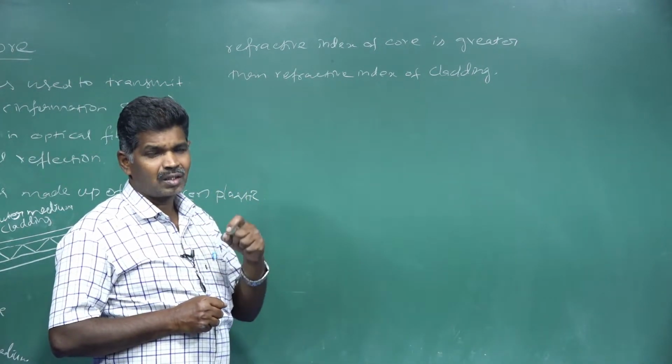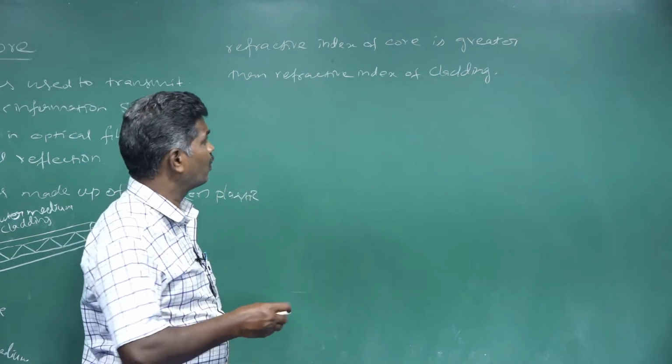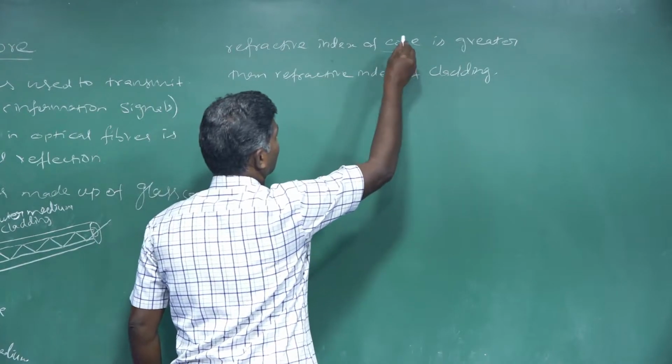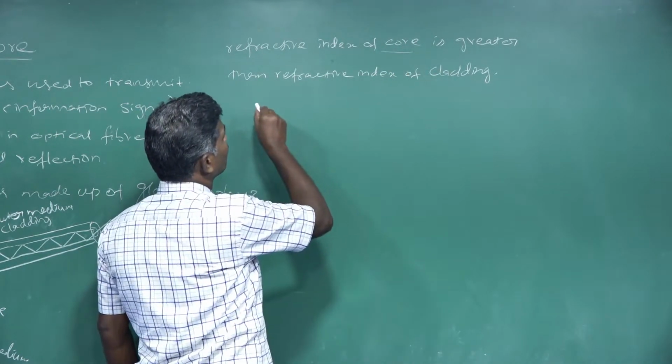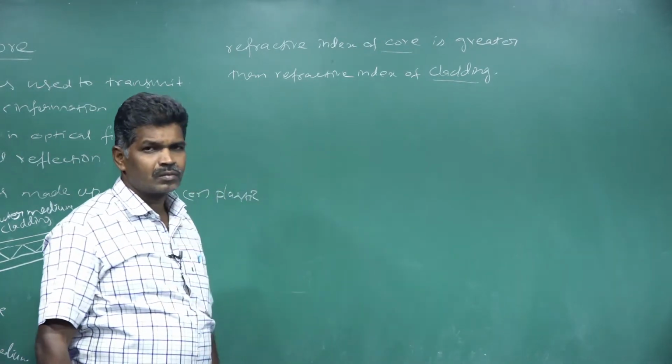Core is the inner part, cladding is the outer part. Which one is the inner part? Core is the inner part and cladding is the outer part of that cable.